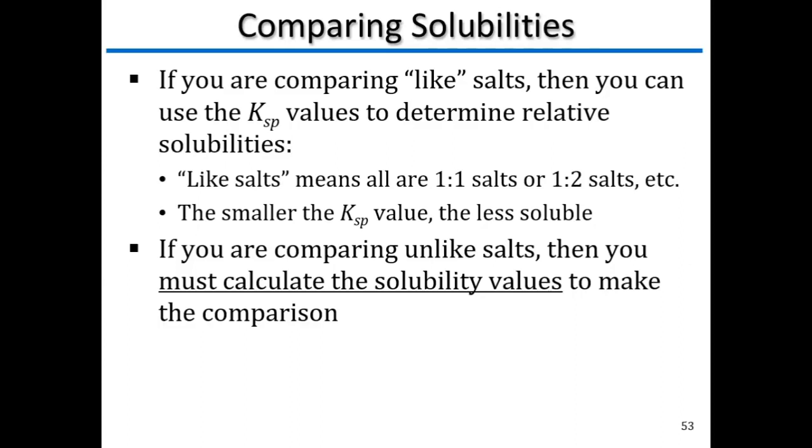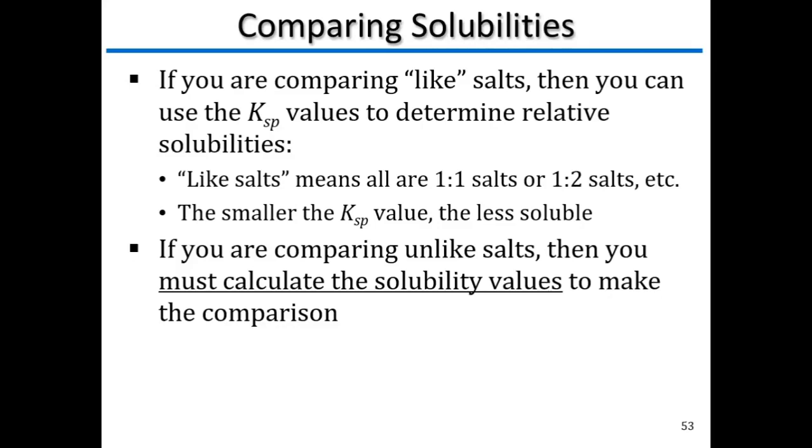Okay, so again, we can only compare like salts. If they are like salts, then you can use the Ksp values to determine their relative solubilities. Again, we're just looking at the ratio between the ions, so it's either a 1 to 1, 1 to 2, etc. If they have a smaller Ksp value, they're less soluble. This is exactly like Ka. You can think of it that way.